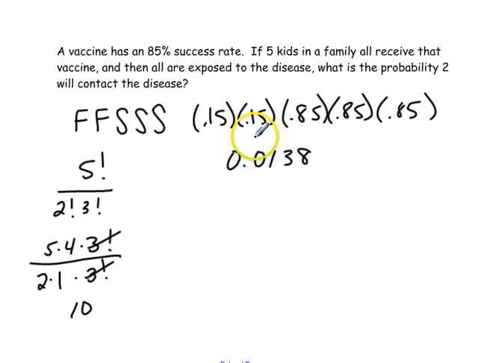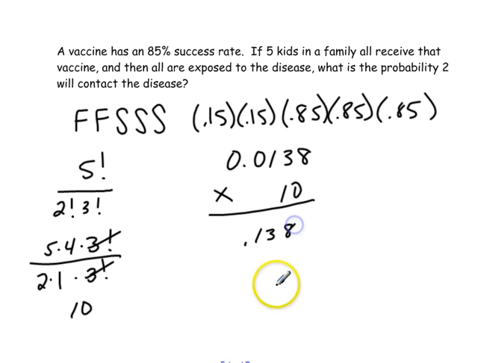So we would have this number 10 times. So we're going to multiply it times 10, 0.138. So there's about a 13.8% chance that this could happen.